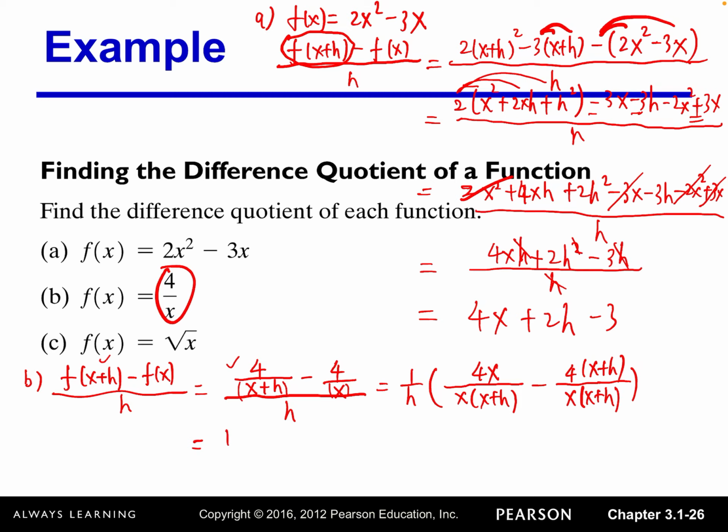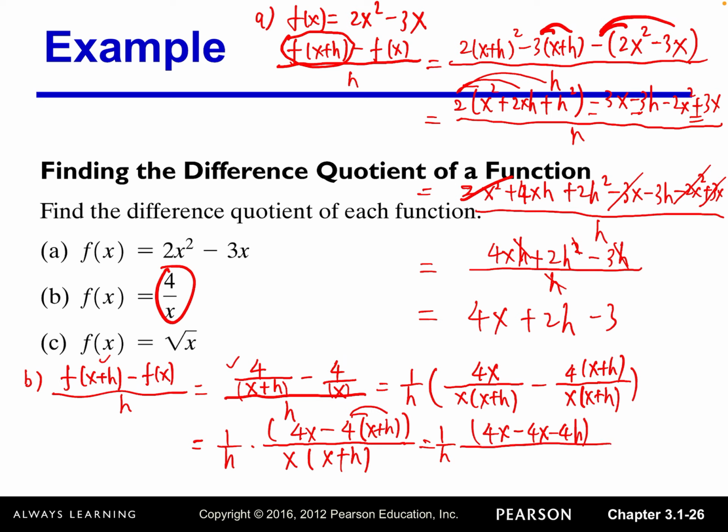All right, so that's equals, still we have 1 over h in the front, and then multiply by, now we have same denominator, x times x plus h, right? And the numerator we can combine, that's 4x minus 4 times x plus h. And then 4 times x plus h, we can eliminate parentheses. So we got still 1 over h times numerator, that's 4x minus 4x minus 4h, right? That's numerator. Denominator still x times x plus h.